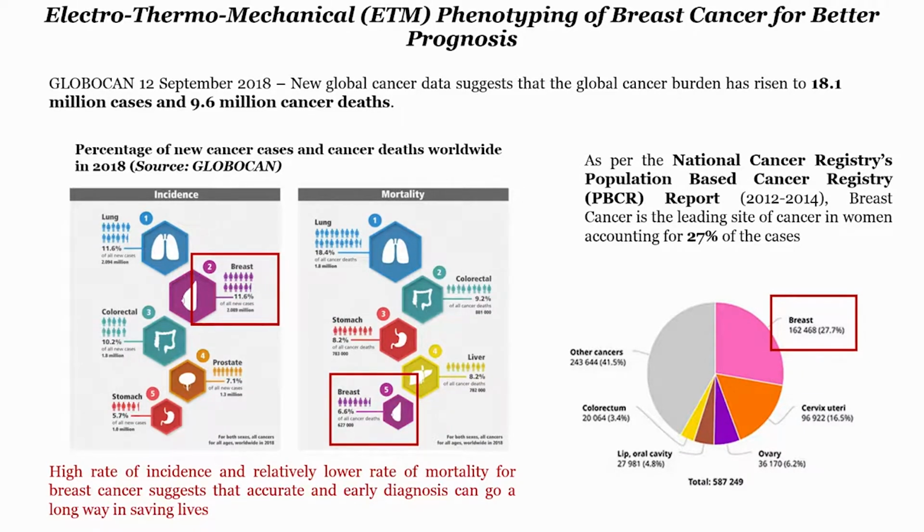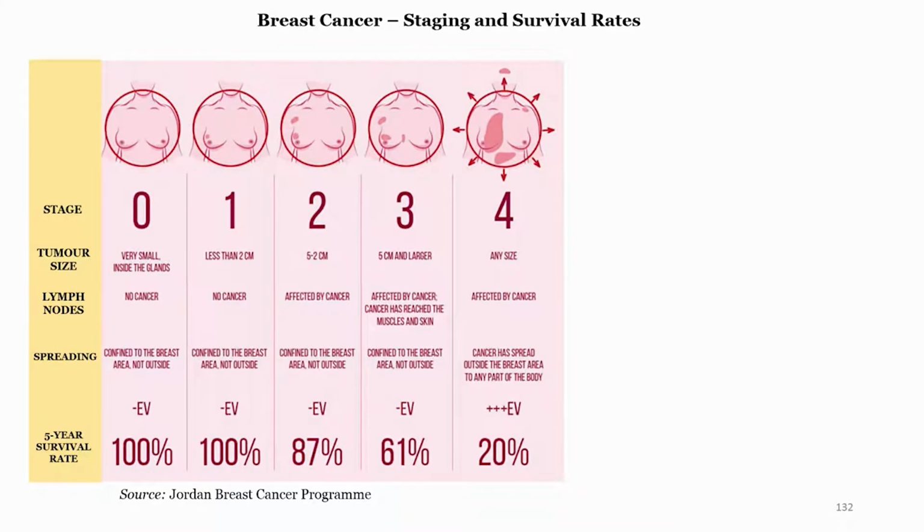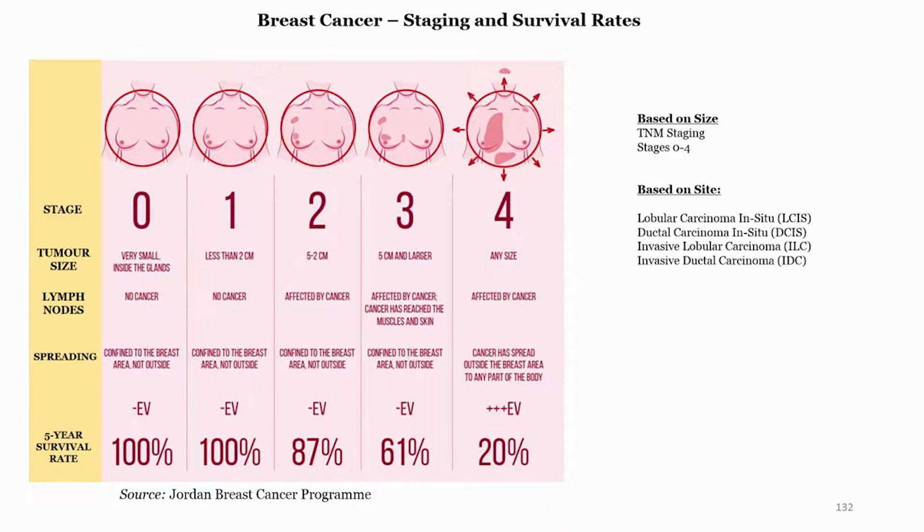Now, the high rate of incidence and relatively lower rate of mortality for breast cancer suggests that accurate and early diagnosis can go a long way in saving lives. You can see that in terms of incidence it is number 2, but in terms of mortality it is number 5. So, if we can get better diagnosis, better screening, better sensors, then we can still reduce this mortality factor. Okay. So, as you have seen in the video, when you say stage 0, the tumor size is very small and inside the glands.